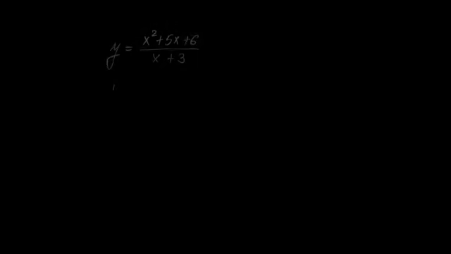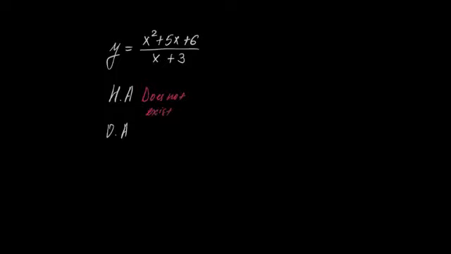So, let's start with an example. Let us say that y is equal to x squared plus 5x plus 6 divided by x plus 3. Is there any horizontal asymptote? The degree of the numerator is 2 and the degree of the denominator is 1. So it is top-heavy. So, remember, whenever it is top-heavy, there is no horizontal asymptote. But is there a slant asymptote? If the degree of the numerator exceeds the denominator by exactly 1, then there is a slant or an oblique asymptote. If the numerator exceeds the denominator by more than 1, there is no slant asymptote or oblique asymptote.